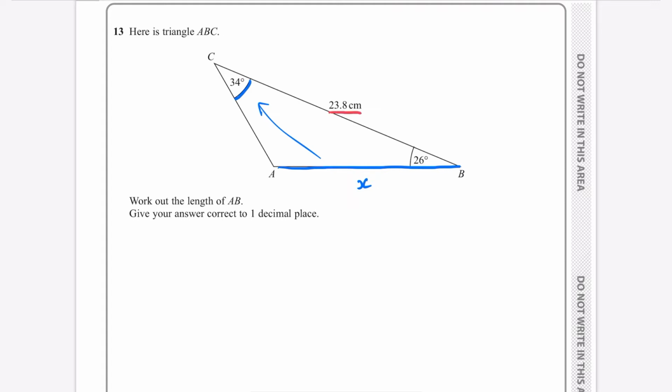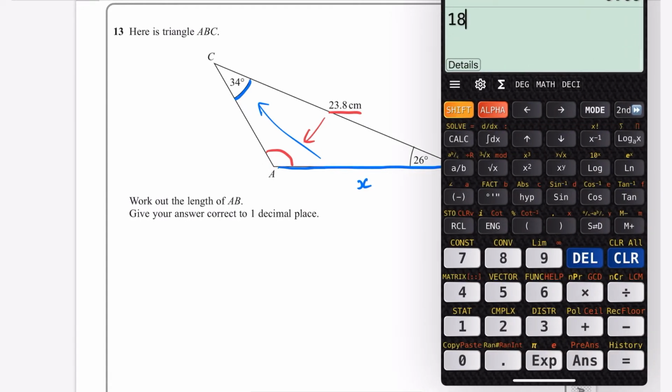I need to know the angle that is opposite. Well, I can find that because that means that I can then do the sine rule. The sine rule is when you have an angle and a side and another angle. So I can find out this red one because the angles inside a triangle must add to 180. So I'll take away 36 and I'll take away 24. So this angle is 120.